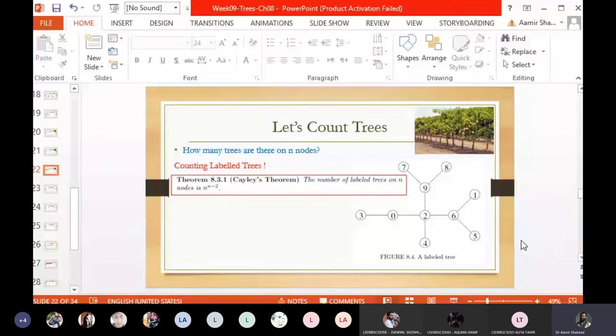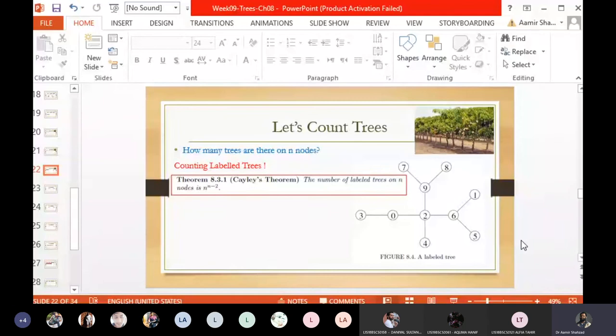So over here we have Cayley's theorem. Cayley's theorem tells us for labeled trees we can have n raised to the power n minus 2 trees. So just imagine we have three nodes. So n is equal to 3, so 3 raised to the power 3 minus 2. 3 minus 2, 1 hota hai. So 3 raised to the power 1 is equal to 3. It's just like we have three nodes A, B, C. A is in the middle, B and C are on the sides. This is one tree. B could be in the middle, A and C on the sides. C could be in the middle, A and B on the sides. So we are going to have three trees.